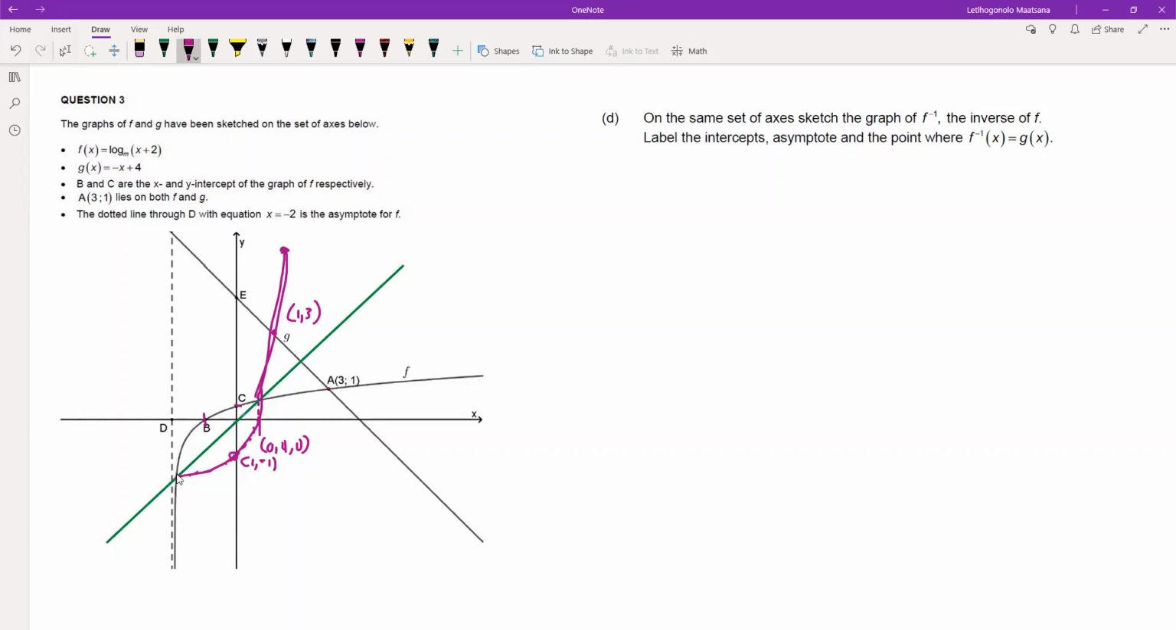Then we're going to draw a reflection for this part of the graph that just goes like this, right? And then we can see that our asymptote would be here, where now our x is there, -2.